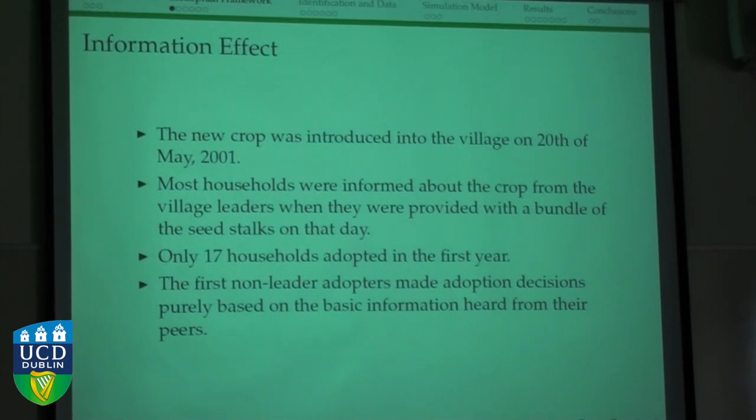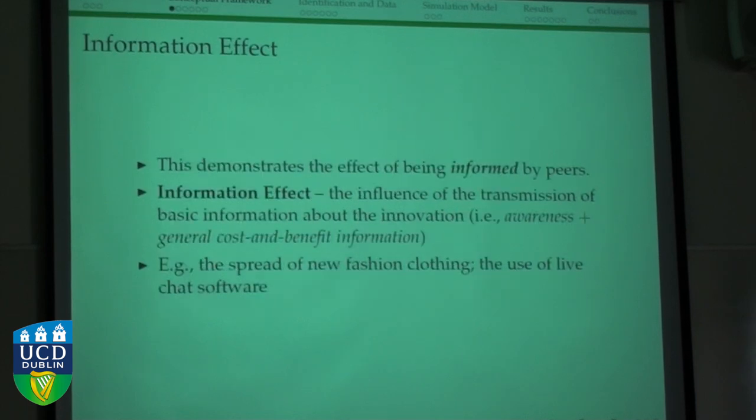So these first known adopters decided to adopt this new crop purely because of the basic information about the innovation from their peers. We call this kind of influence the information effect. So this is the effect that they are informed by their peers. Information effect here refers to the influence of the transmission of information about the innovation from their peers. This gives some examples of the information effect.